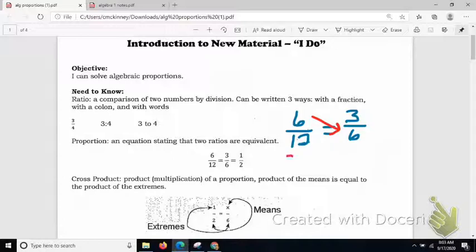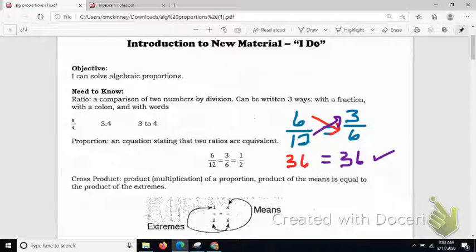6 times 6, 36. And if I crisscross in the other direction, 12 times 3 is also 36. That will always happen if the 2 fractions or the 2 ratios are equal. And that 6 and 6 in that case, those are called our extremes. And the 12 and 3 in my example, the purple, are my means. I'm not going to ask you which ones are the means and which ones are the extremes. Just know that they have crisscross partners.